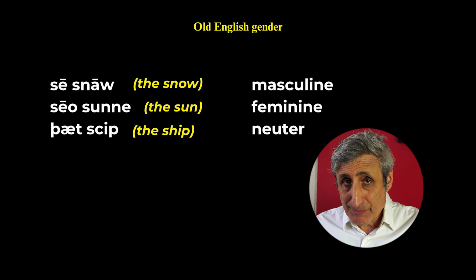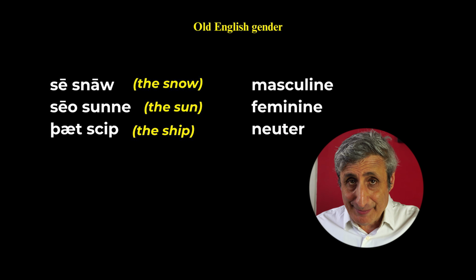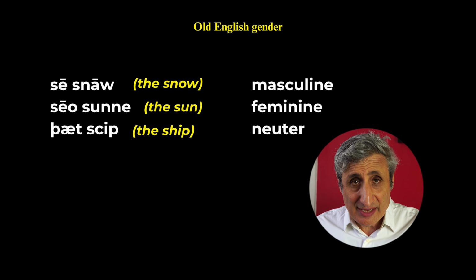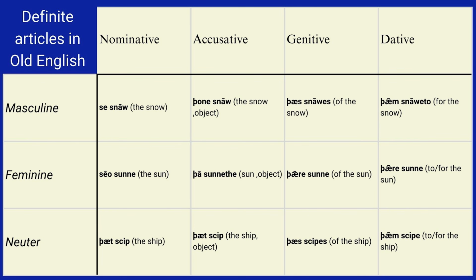Old English had masculine, feminine, and neuter nouns. Snow, for example, was masculine. The sun was feminine, and ship was neuter. It's more complicated because the adjective has to agree with the noun in gender, in both the singular and the plural. And then there is the genitive and the dative. And I'm not going to go into all that, but pause the video if you want to read one example.